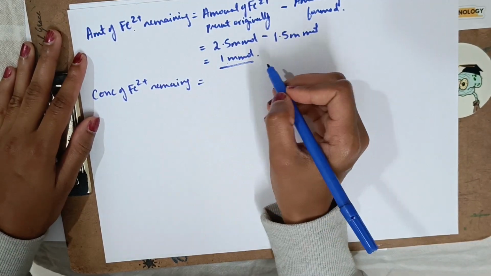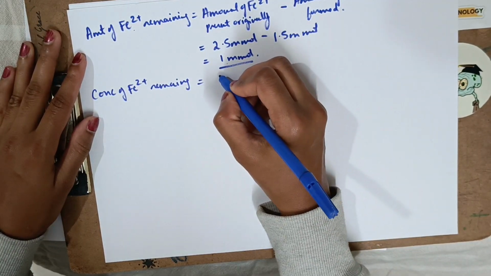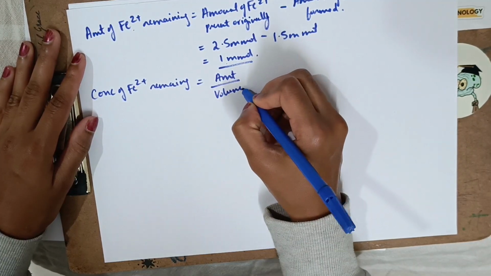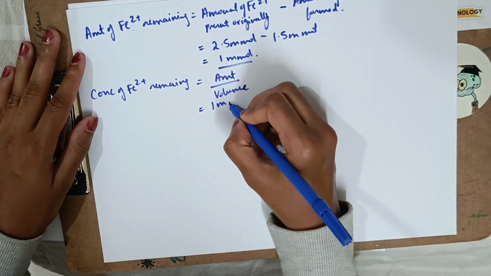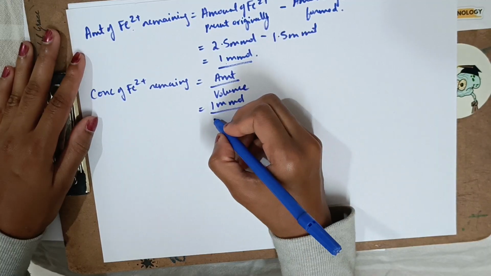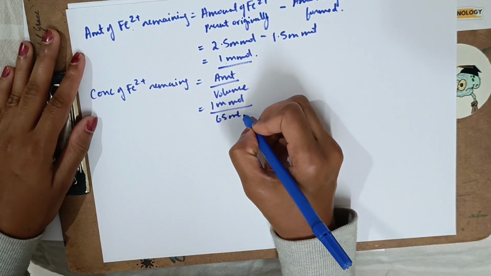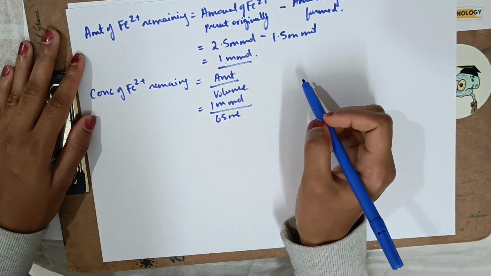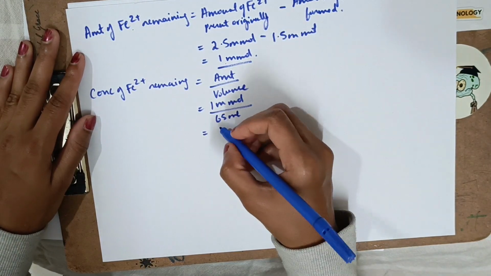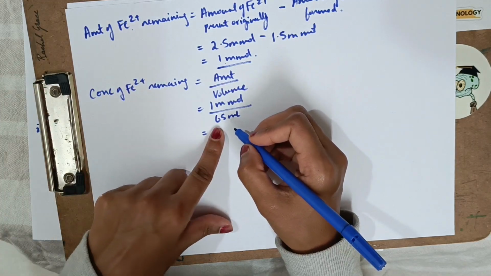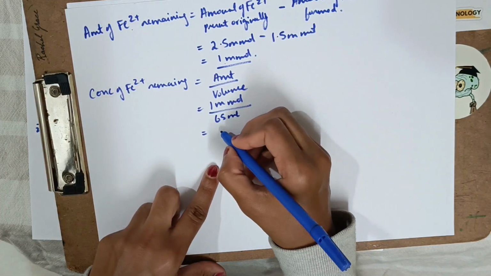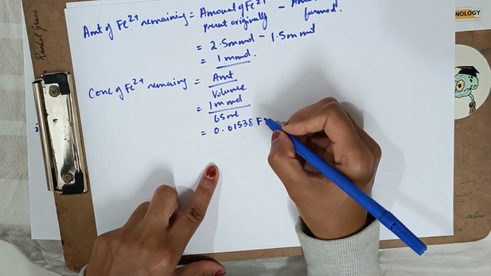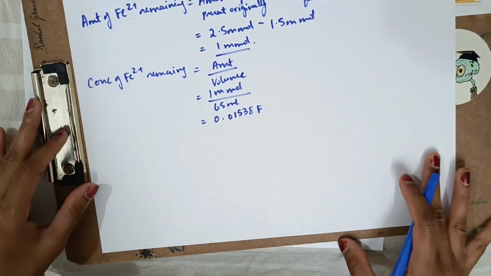We can find this from the amount. So concentration is equal to amount divided by volume, which is equal to 1 millimole divided by 65 ml. The 65 ml comes from the 50 ml of Fe2+ and the 15 ml of Ce4+, which is equal to 1 divided by 65, which gives us 0.01538 formal, which is the unit for concentration here.